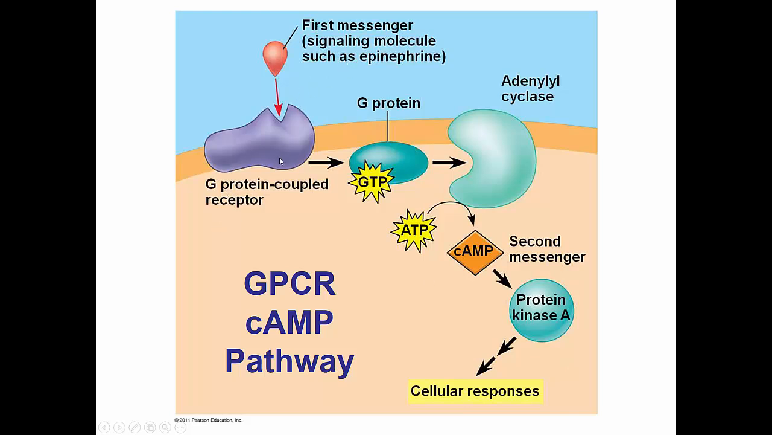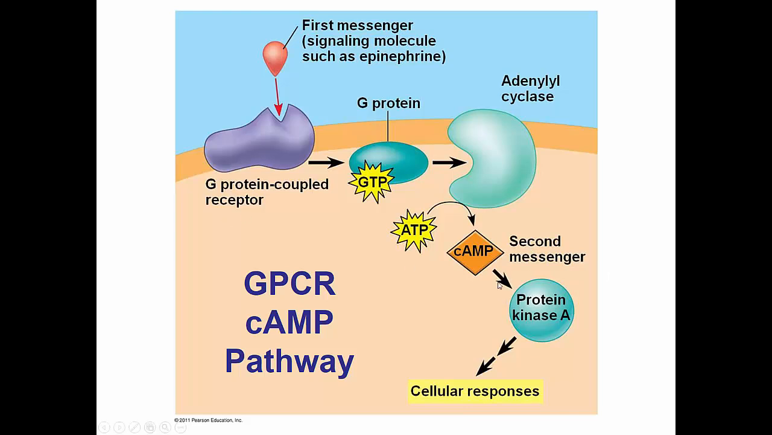So when epinephrine binds to the G protein coupled receptor, it activates the G protein, causing it to bind GTP. Then the G protein goes on to activate the enzyme adenylyl cyclase. Adenylyl cyclase converts ATP into the second messenger cyclic AMP, which is the major source of amplification in this pathway.